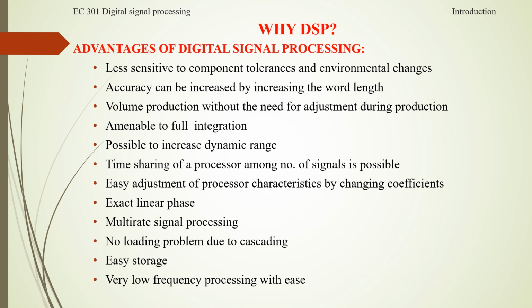First one, DSPs are less sensitive to component tolerances and environmental changes. In ASP, analog signal processing, a change in any element, that is inductance or capacitance, or a small shift in power supply causes a change in performance. In DSP, accuracy can be increased almost indefinitely by increasing the word length, that is the number of bits. By increasing the number of bits, accuracy can be increased, but cost also increases as the number of bits increases.